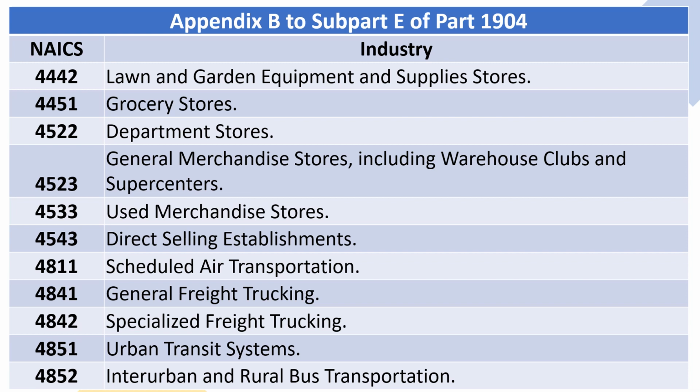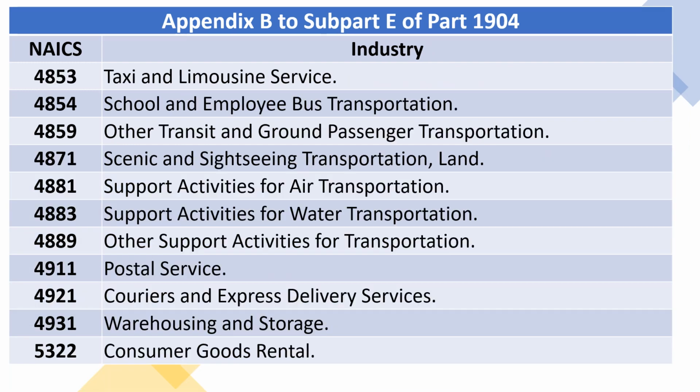4811. Scheduled air transportation. 4841. General freight trucking. 4842. Specialized freight trucking. 4851. Urban transit systems. 4852. Interurban and rural bus transportation. 4853. Taxi and limousine service. 4854. School and employee bus transportation. 4859. Other transit and ground passenger transportation. 4871. Scenic and sightseeing transportation, land.